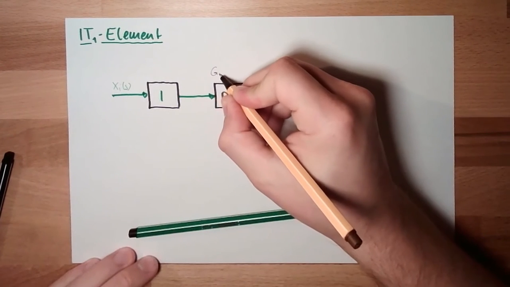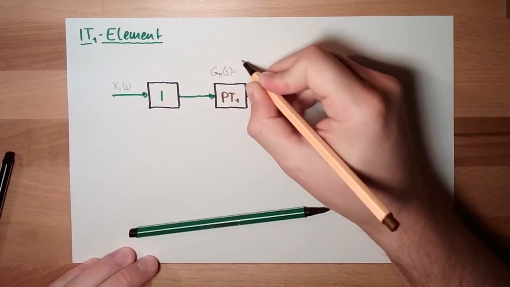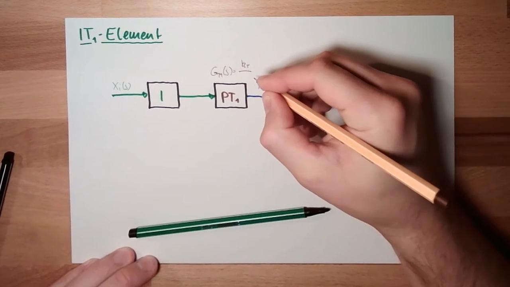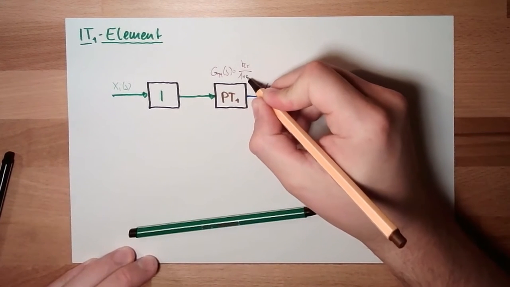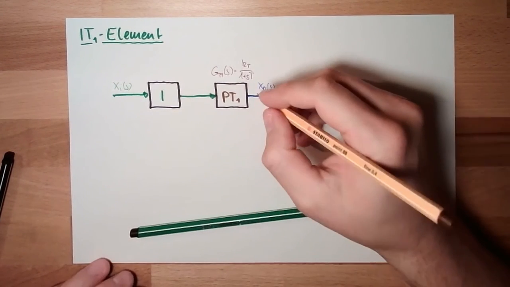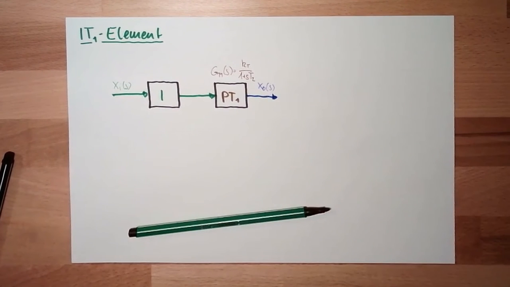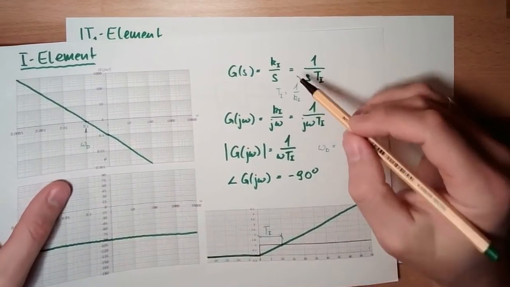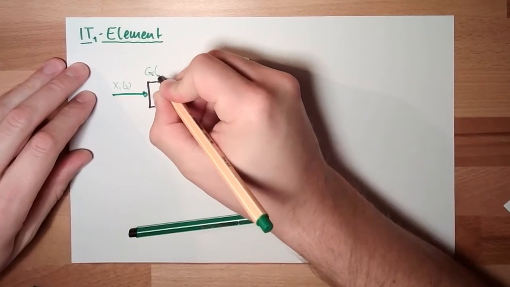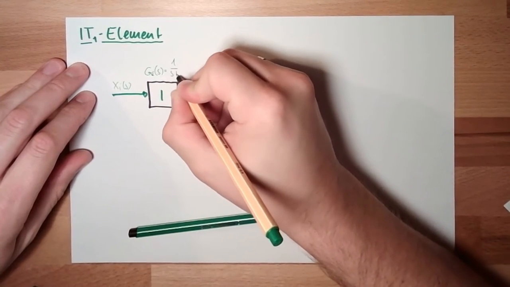G PT1 from S equals KT divided by 1 plus ST. I also write ST2. I element, remember, here we've got it, yeah. GI from S equals 1 divided by STI. Okay.